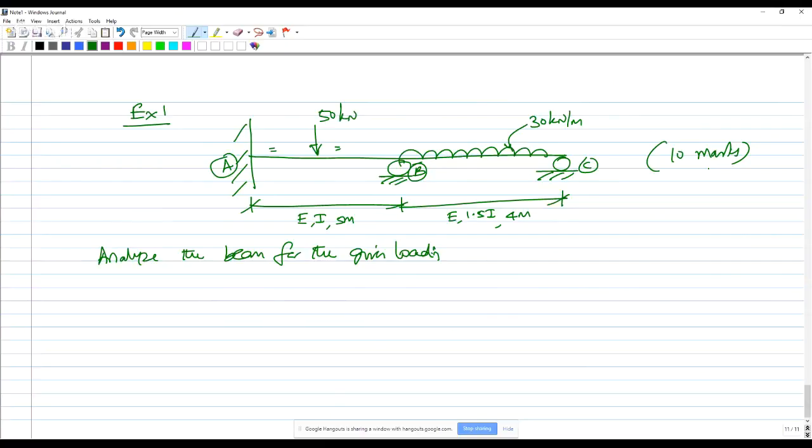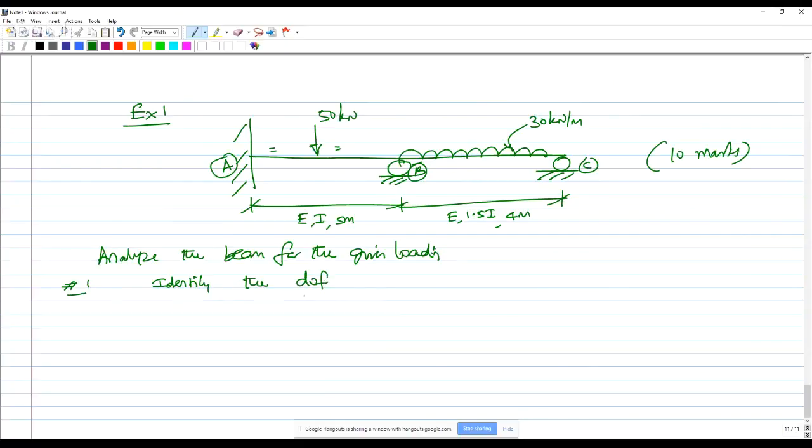We can use any method to solve this problem, but we are interested to solve this problem using computer coding, using direct stiffness method, which I have been so far discussing. Let's see how we start doing this problem. Step number 1, if you recollect, is identify the degrees of freedom of the problem.